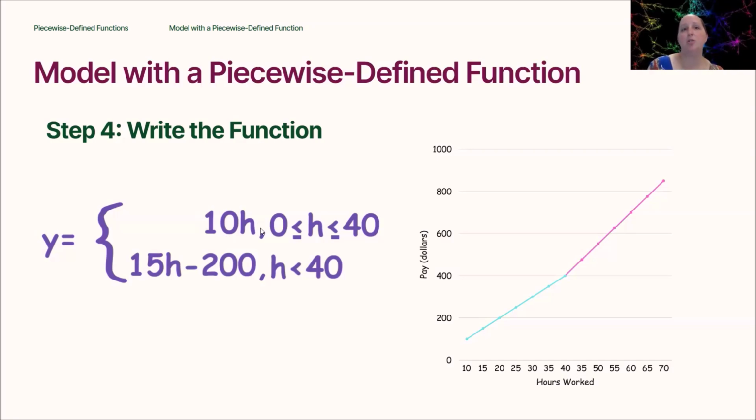So 10H, and it's 10H between 0 hours and 40 hours. Okay. 40 is included in this because if she works 40 hours a week, she makes the $400. She doesn't make overtime. Okay. And then 15H minus 200 for H greater than 40. Okay, so any hours over 40 she worked, she would get that extra amount.